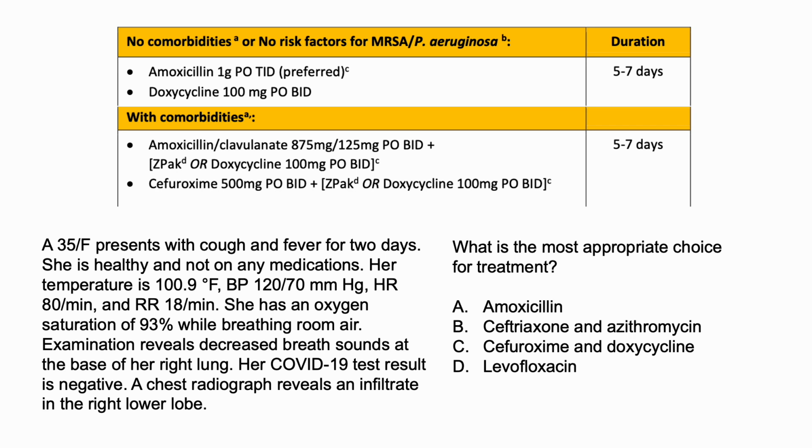Considering her clinical presentation and findings, what is the most appropriate choice for treatment? Amoxicillin, a combination of ceftriaxone and azithromycin, a combination of ceftriaxone and doxycycline, or levofloxacin monotherapy. Amoxicillin is the most appropriate therapy in this patient. Her score on the Pneumonia Severity Index screening scale is 0. Therefore, outpatient therapy for community-acquired pneumonia is appropriate. In healthy persons, treatment options are amoxicillin or doxycycline.